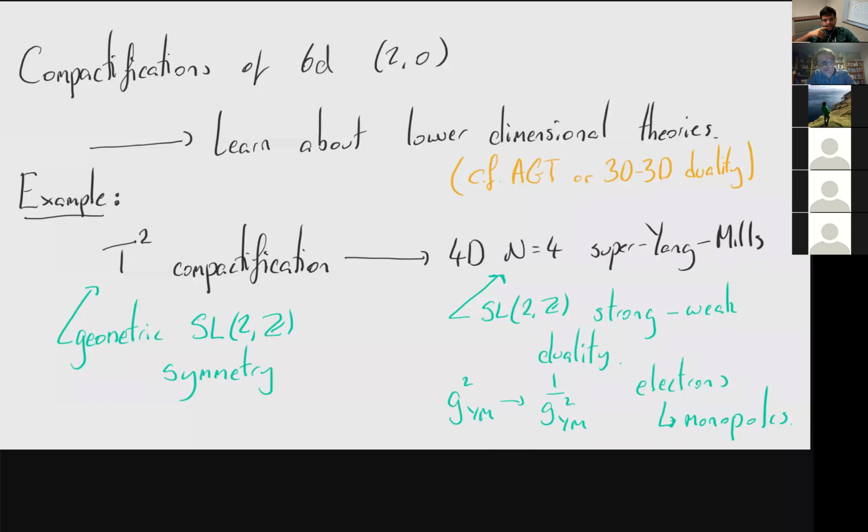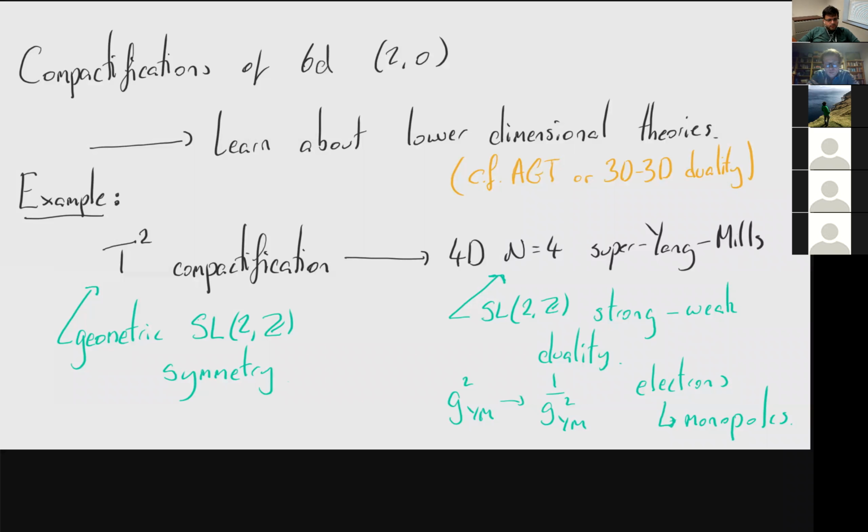However, if you were to start from the 6-dimensional point of view, then you compactify it on a T2 to get 4D N=4. And that T2 has an SL2Z symmetry, which transforms the complex structure parameter of the torus. That's really a geometric symmetry. And that symmetry itself is what gives rise to the SL2Z symmetry of N=4 super Yang-Mills.